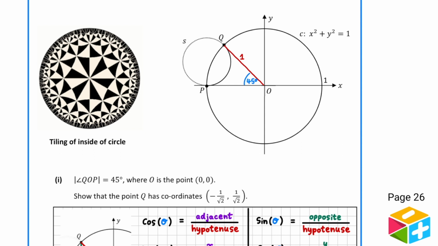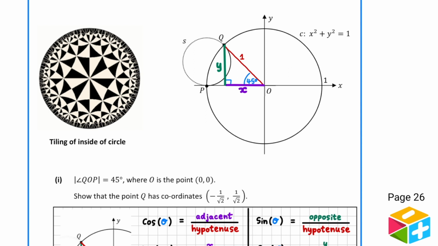Well, the coordinates of a point correspond to the movements needed in the x and y axis to get from the origin to that point. We can visualize these movements if we drop a vertical line directly down from Q so that it meets the x-axis at a right angle. The horizontal x movement corresponds to this side length, and the vertical y movement corresponds to this side length.